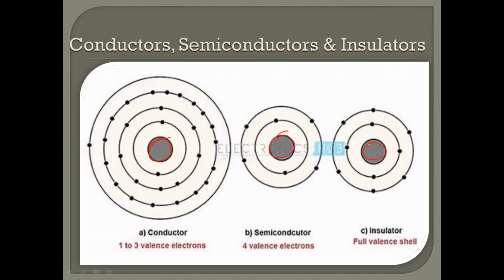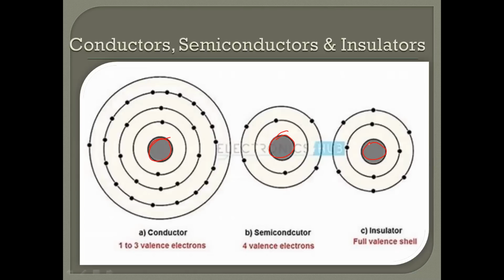Now, we are mainly focusing on the nucleus and only one of the orbits, which is called the valence shell. Valence shell means it is the outermost shell of any atom. And the electrons which are revolving around the nucleus in the outermost shell are called valence electrons.